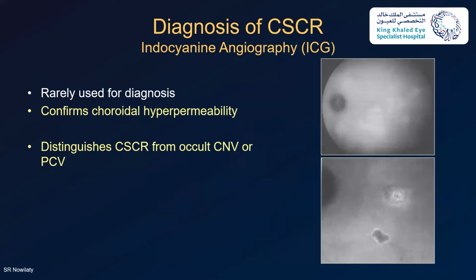And the indocyanine really we don't use very much, but it will show you hyperpermeability, so there's diffuse leakage of the dye, and it's mostly useful if you want to distinguish central serous from PEDs that are associated with polypoidal vasculopathy or AMD, but we don't use it much actually.